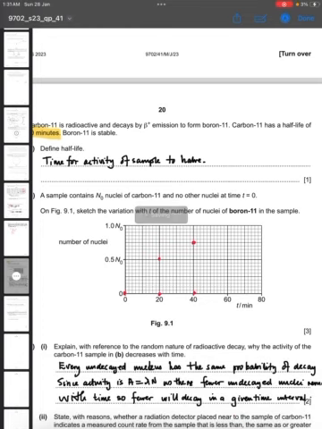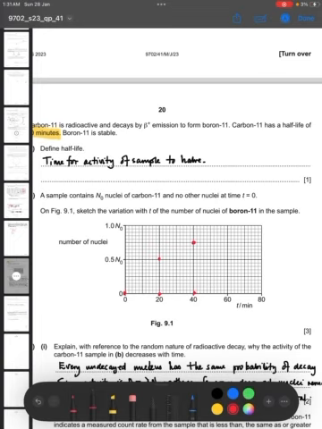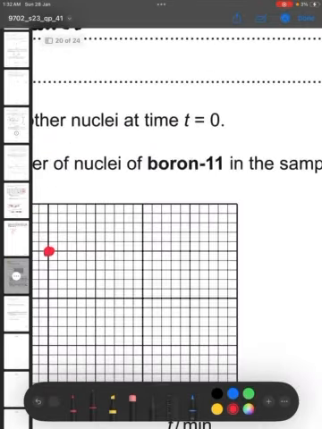Then during the next 20 minutes again, we expect the 0.25 N0 to decay to 0.125 N0 of carbon-11, meaning that 0.125 N0 of boron would have been formed. So if we add another 0.125 N0, then finally we have the next point.